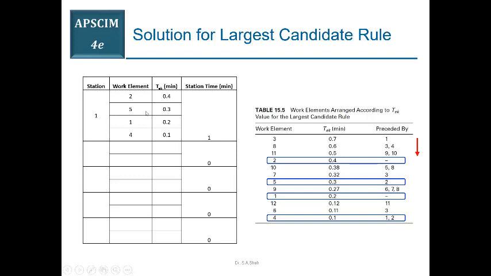So we will have workstation number 1 in the assembly system which will perform 4 different tasks, and these are the sequence of those tasks and the operational time. Now what?